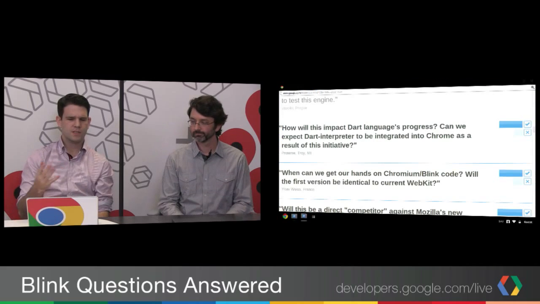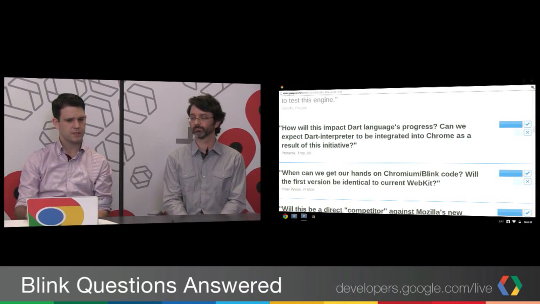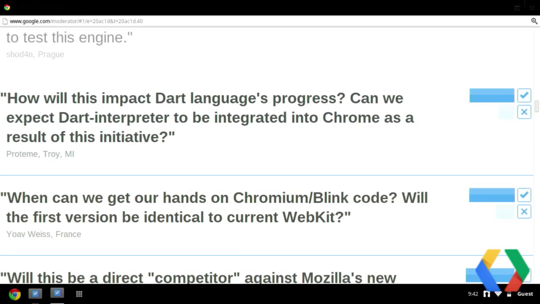Great. Next question: how will this impact the Dart language's process? Can we expect a Dart VM to be integrated in Chrome as a result? I guess I sort of already answered the question, but I think it doesn't really impact the Dart language at all. Dart's a separate open source project. I don't think our changes to our open source project really affect them directly.